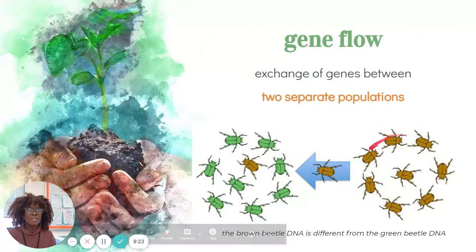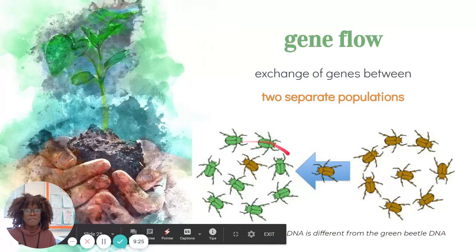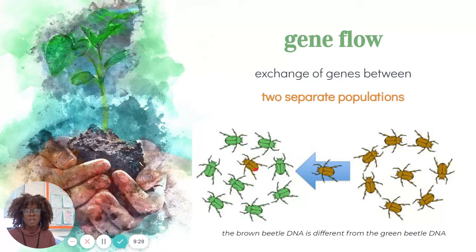These have one set of DNA and these have a different set of DNA. Now, if a beetle leaves this population and comes over here, it has just migrated, right? Its genes are coming with it. It's coming over here and it's bringing brown beetle DNA. If it mates with any of these right here, then their genes are going to intermix, okay? That's what's called gene flow.